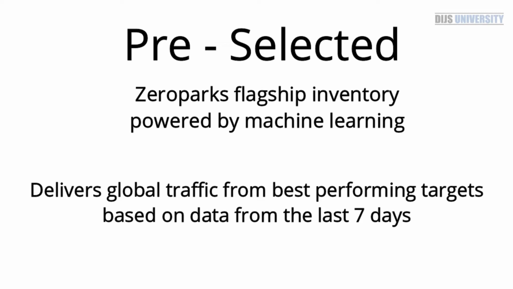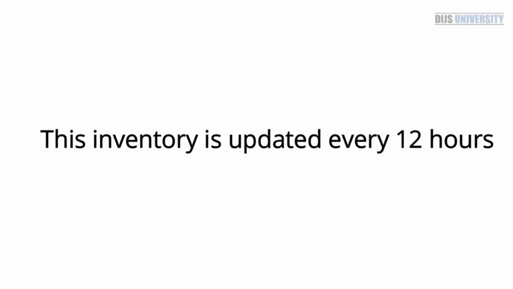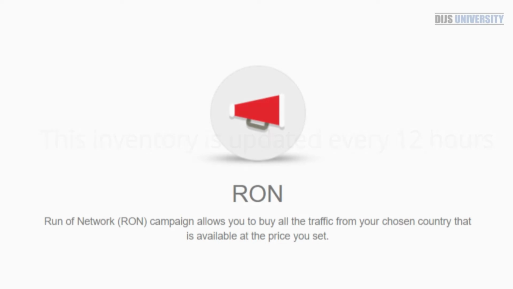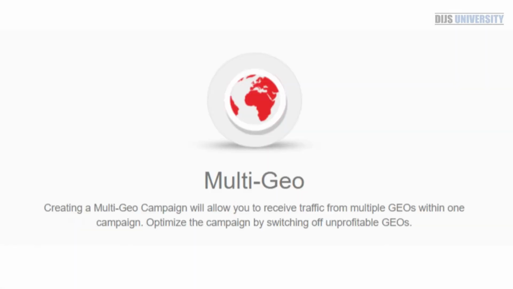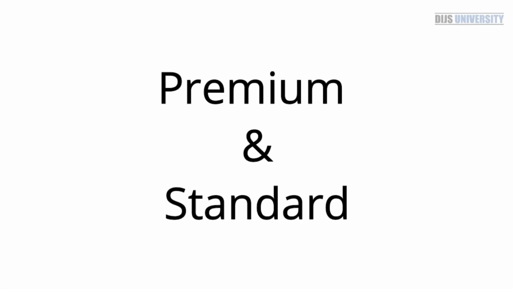So by selecting the pre-selected traffic segment, you're pretty much subscribing your campaigns to a constant flow of traffic from targets characterized by high conversion rates over the last 7 days. So Zeropark updates this list of proven targets every 12 hours. The new traffic segment is available in the inventory type section when starting new or editing existing run-of-network campaigns, multi-geo campaigns, and keyword campaigns.